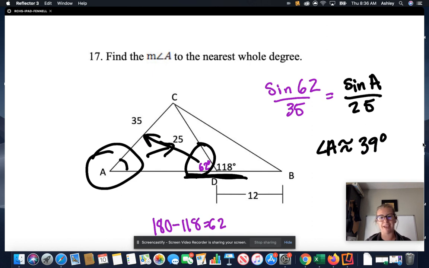And it wasn't that bad. They gave you extra information to see what you would do with that, but really, you can just subtract from 180 and go to law of sines.